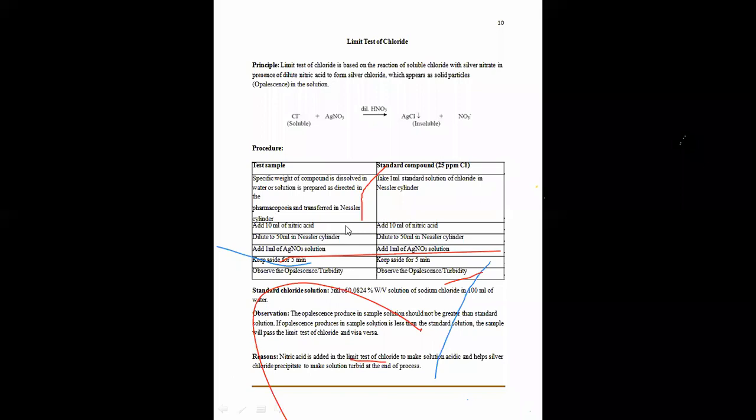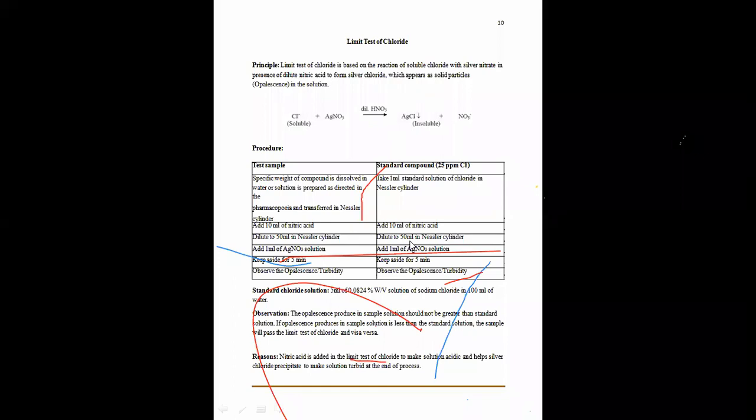Now in both the cylinders we are going to add 10 ml of nitric acid. See, what do we have to add in both solutions? 10 ml of nitric acid. After addition of 10 ml of nitric acid, we are going to dilute all the Nessler cylinders up to 50 ml of volume.